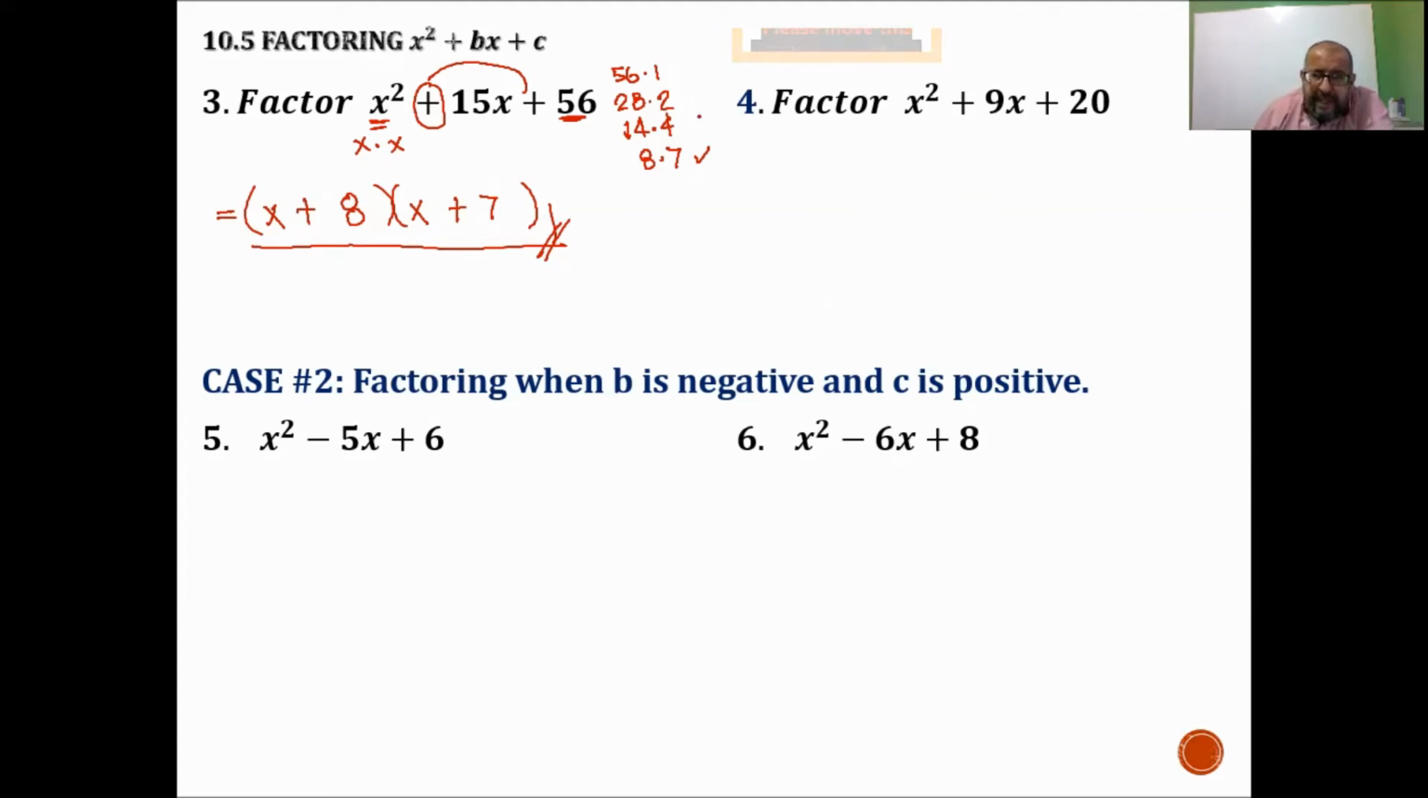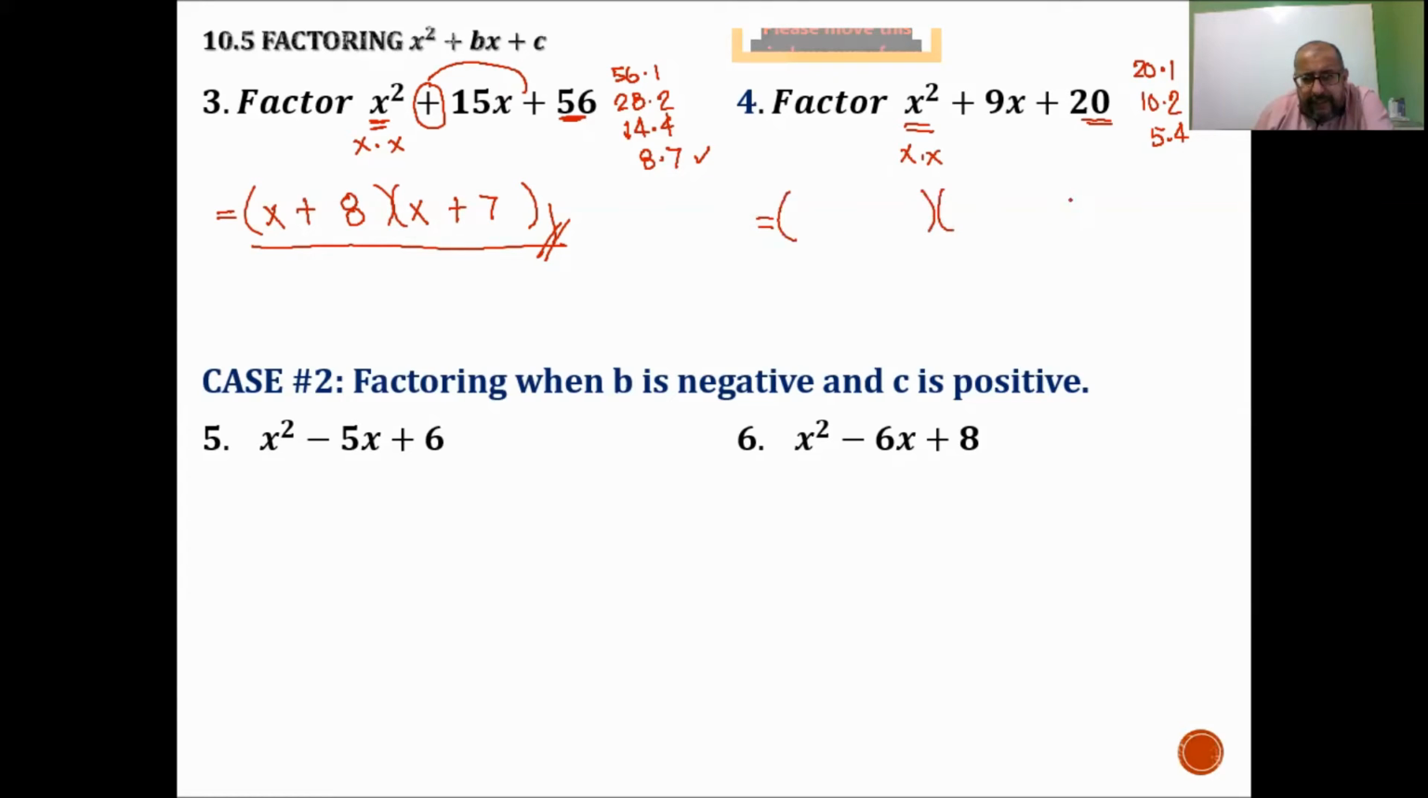Okay? Now let's analyze problem number 4. We still have the same situation, x times x. Then I have all the possible combinations for 20. 20 times 1, 10 times 2, 5 and 4. So we start analyzing. Okay, and we start the process.